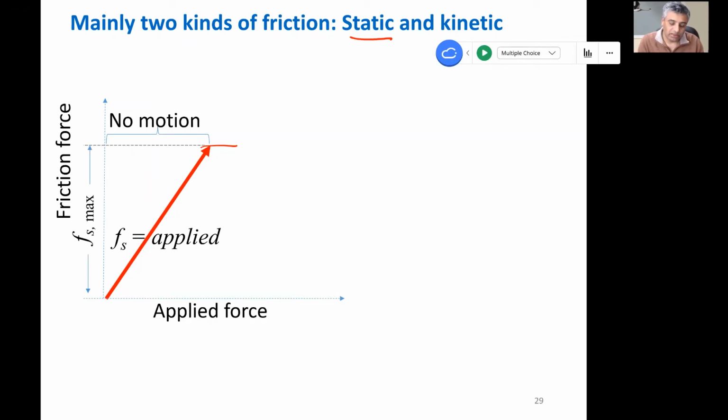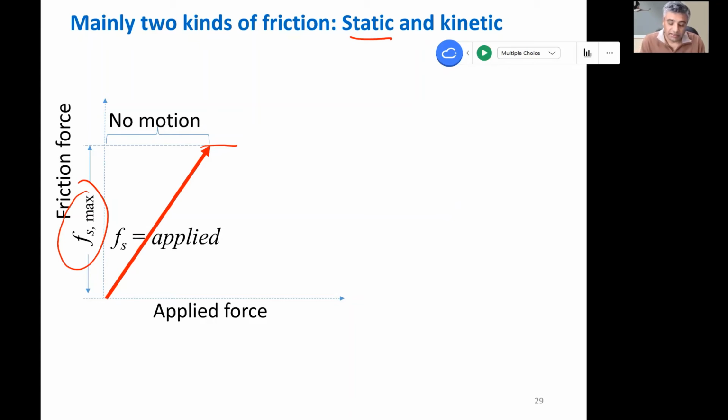That's what we call maximum static friction force. And it's important because we can tell how much it is just by knowing the nature of the surface, what kind of surface it is. If we know that, we can calculate what would be the maximum friction force.